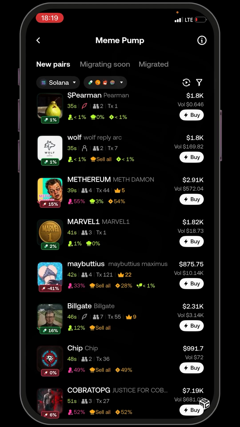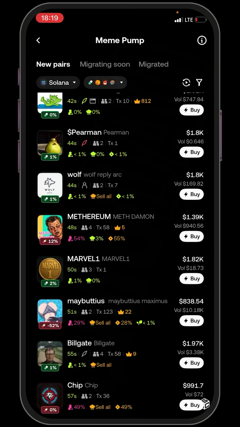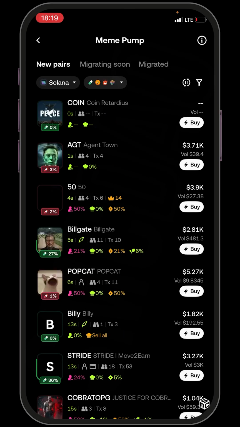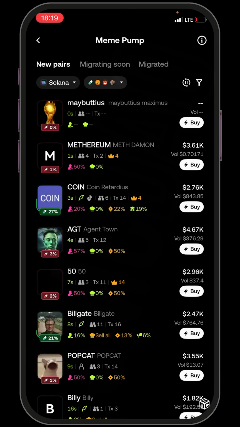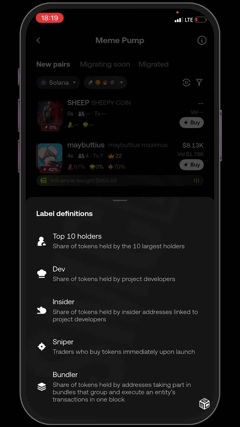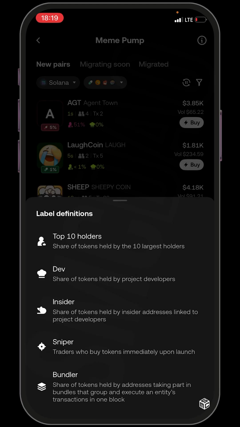So checking this helps you easily spot which new coins are gaining real traction and where the heavy volume is moving right now, guys. And if you want to have a deeper understanding of the label definitions, you just click on this eye icon at the top right of your screen, so it tells you what icon to look at when you're looking for the top 10 holders or the dev, the insider, the sniper, or bundler, okay? That's basically it, guys.